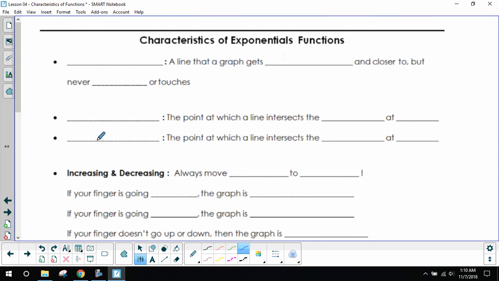This should be in that packet you had the other day. So dig it out so you can start taking notes. Pause the video if you need to. Yes, I'm talking to you. Dig it out. All right.